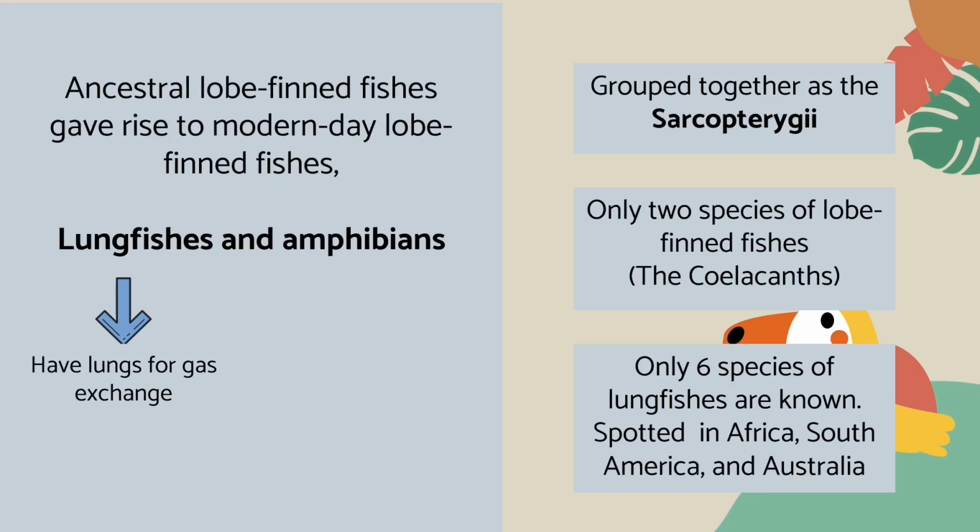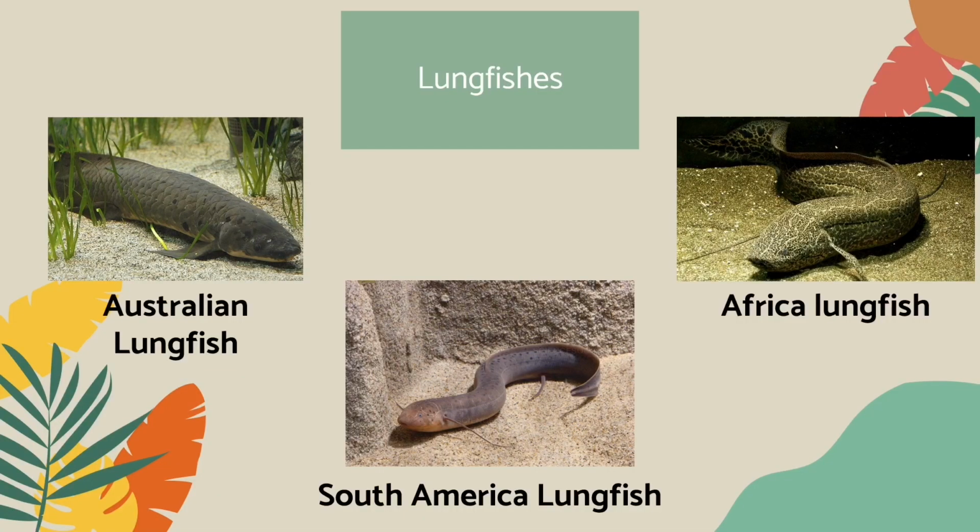For your information, lungfishes have lungs for gas exchange. Lungfishes and amphibians are grouped together as the Sarcopterygii. For lobe-finned fishes, there are only 2 species of them, called the coelacanths. For lungfishes, only 6 species are known. They were spotted in Africa, South America, and Australia. So these are the Australian lungfishes, South American lungfishes, and African lungfishes.